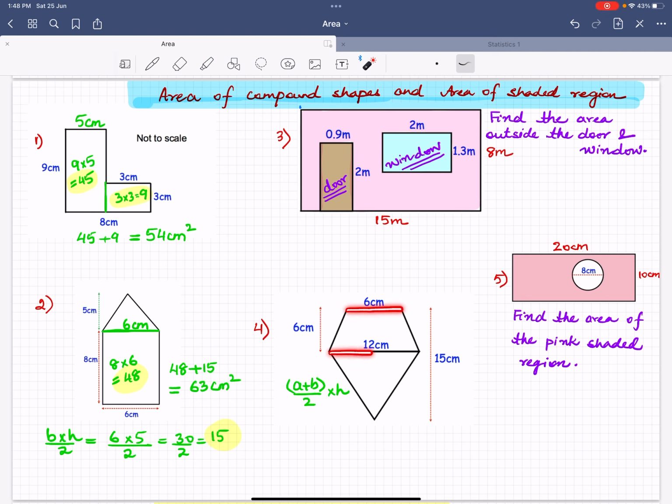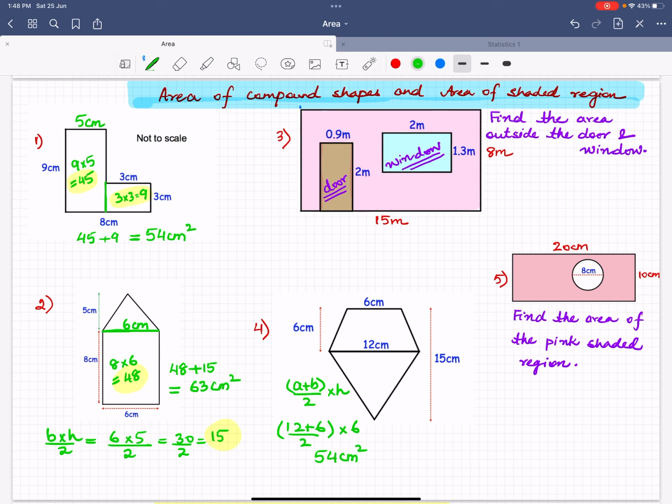We have (a plus b) divided by 2. Therefore, it is (12 plus 6) divided by 2, and that is multiplied by the height, which is 6. 12 plus 6 is 18. 18 divided by 2 gives us 9, and 9 into 6 gives us 54. Therefore, the area of the trapezium is 54 square centimeters.